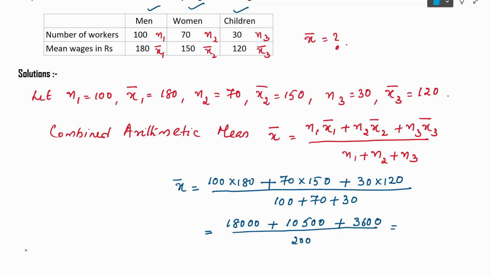Now add the numerator, we are going to get 32,100, whole divided by 200. Your answer is 160.5. Therefore, the average weight of these three groups combined is 160.50. This is the way you can calculate the combined mean for two groups as well as three groups. Therefore, these are the two examples. Now we'll go to the third example.